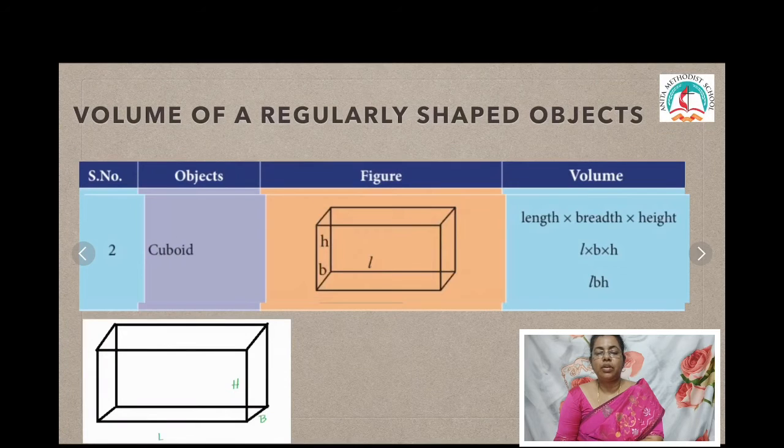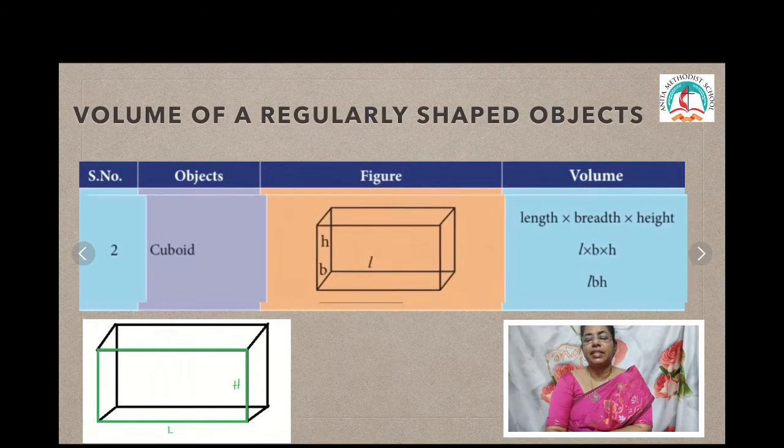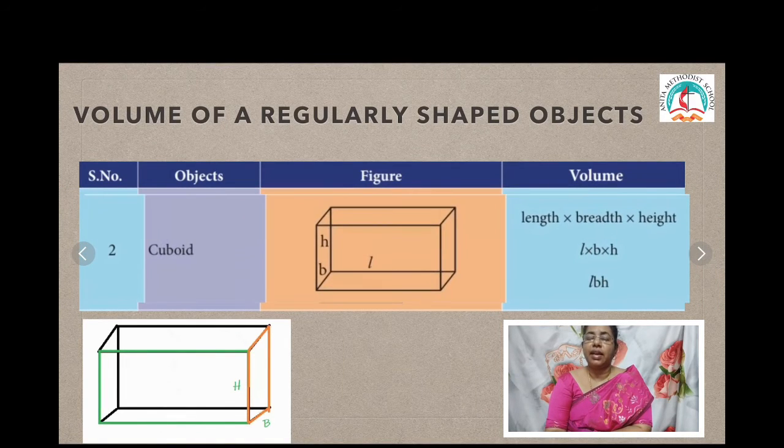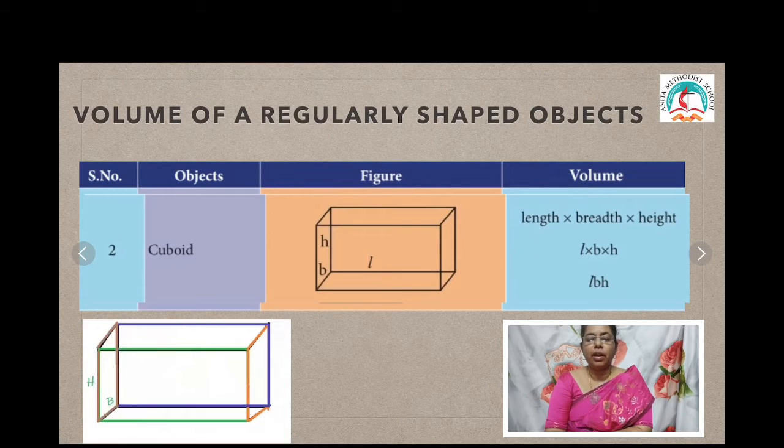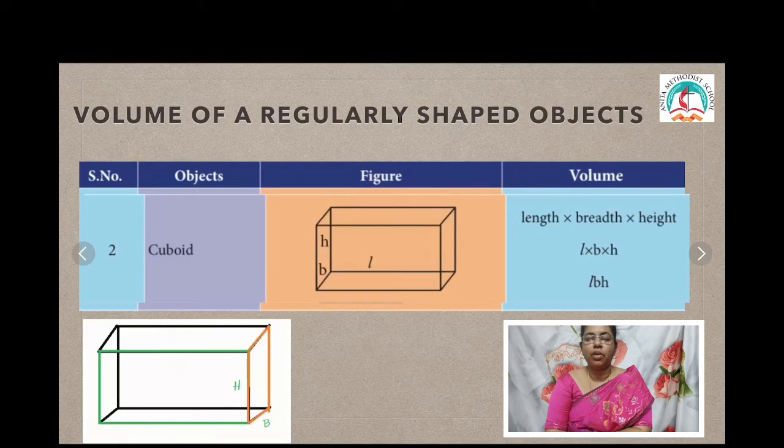Next, let's learn about cuboid. So, what is a cuboid? Cuboid has 6 rectangular faces at right angles to each other. Okay, so the formula to calculate the cuboid will be length into breadth into height, that is LBH. So don't forget children, the formula for cuboid will be LBH.